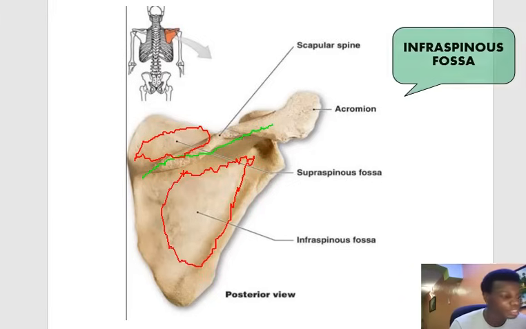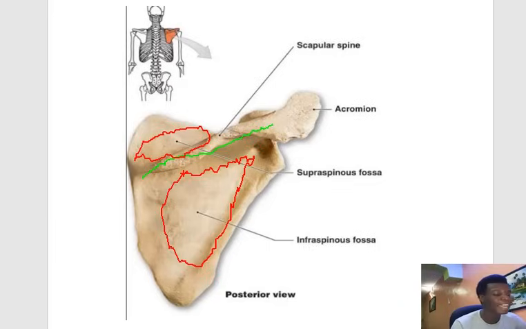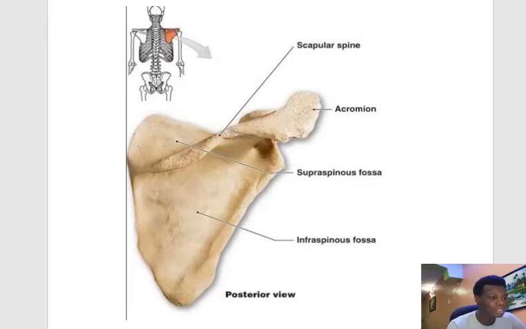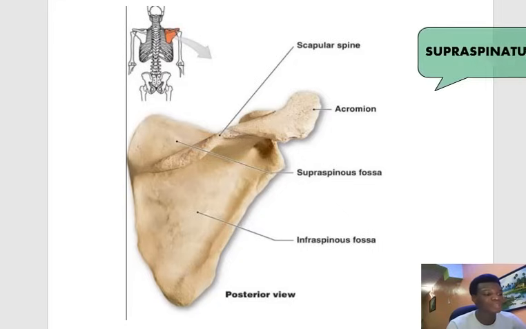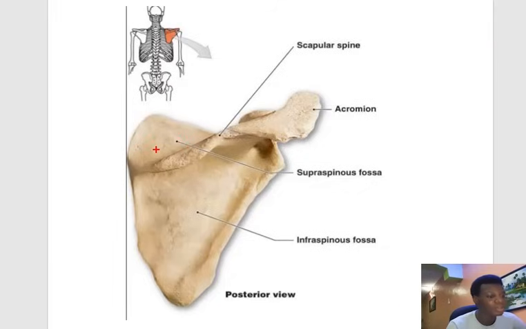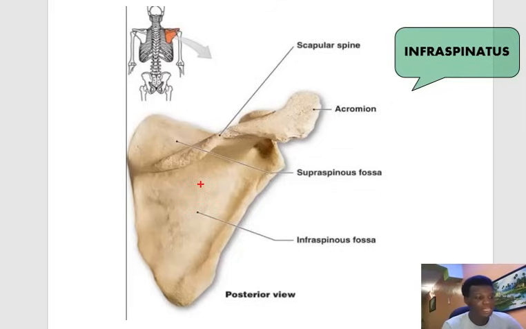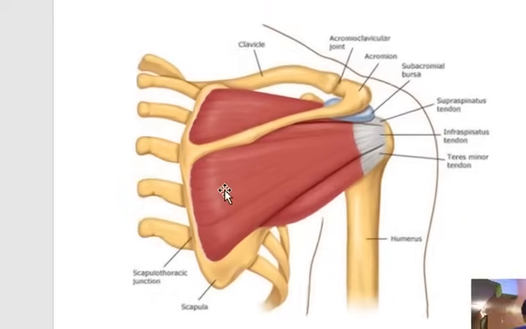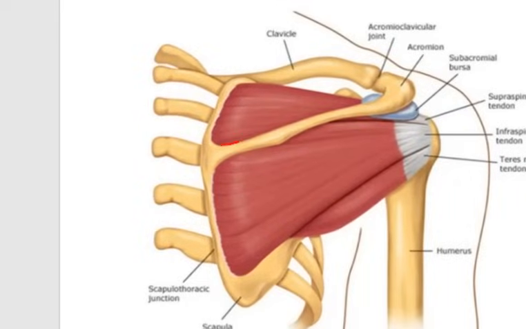Any of these fossae can be shaded in steeplechase, and you'll be asked to identify any muscle inserting or originating from there. The supraspinous fossa is associated with the supraspinatus muscle, which takes its origin from it, while from the infraspinous fossa we have the infraspinatus muscle taking origin. I have a very nice picture of that. This picture shows the supraspinatus muscle originating from the supraspinous fossa, and the infraspinatus muscle originating from the infraspinous fossa.